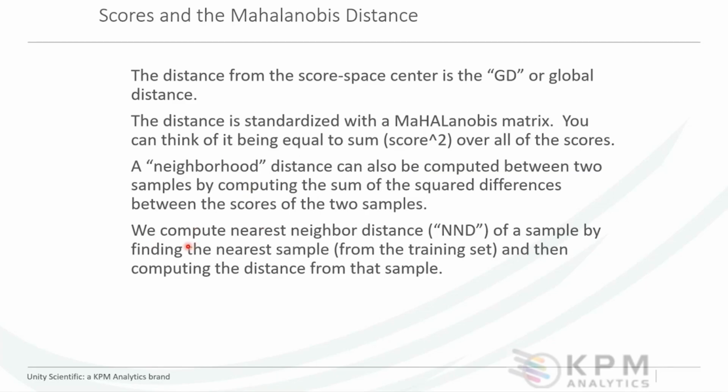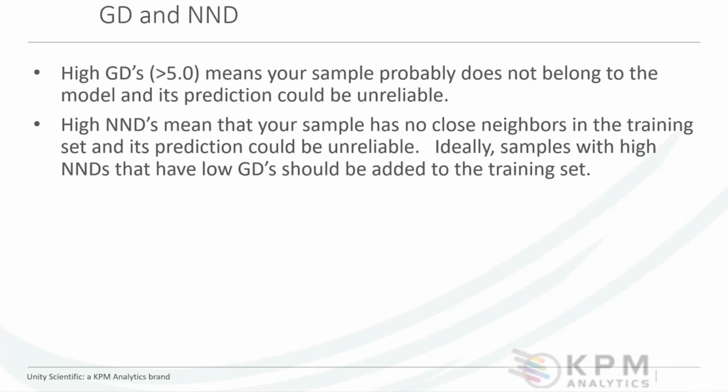We can make 2 different measurements with Mahalanobis distance. We can start out with a global distance, which is the distance from the center, the mathematical center. And we can also do a neighbor distance, which is the distance in principal component space to the sample that is most similar.